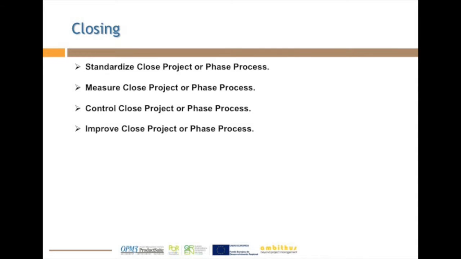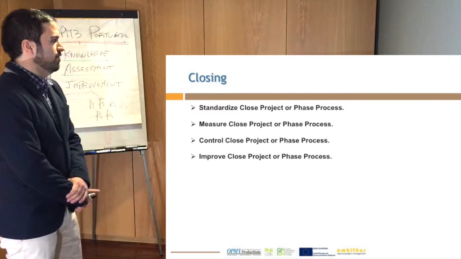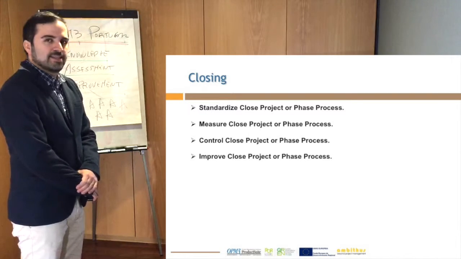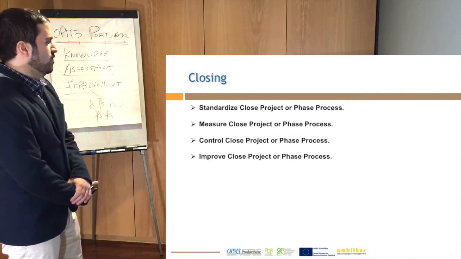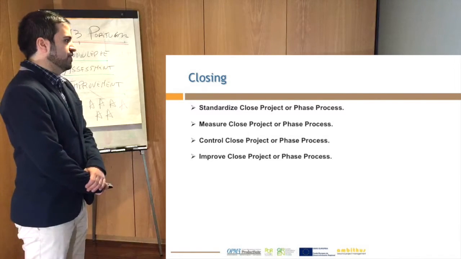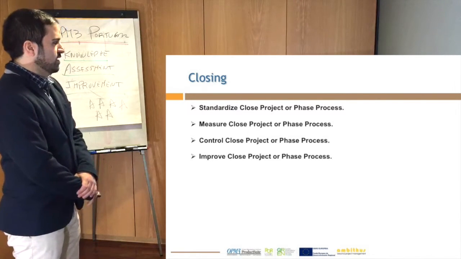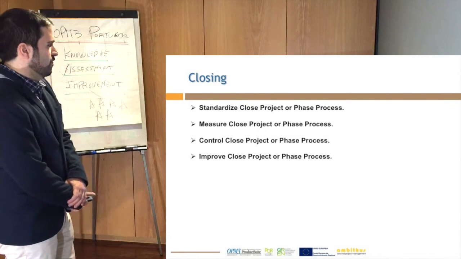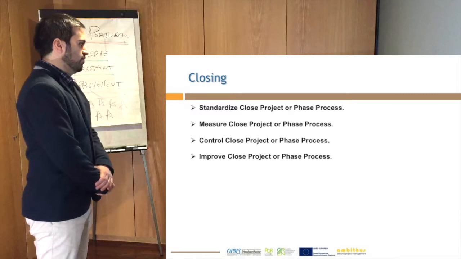So we ended in the last stage of the project, which is the closing. There are 2 processes. One is the close procurement, which was already achieved. All the 4 best practices were already achieved, as we can see in the assessment. And here we recommend to implement all the 4 best practices of the other process on the closing stage, which is the standardize, measure, control and improve of the close project or phase process.